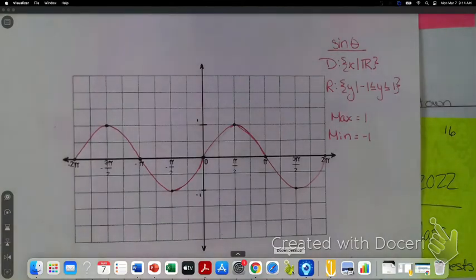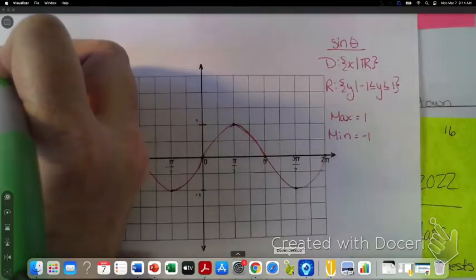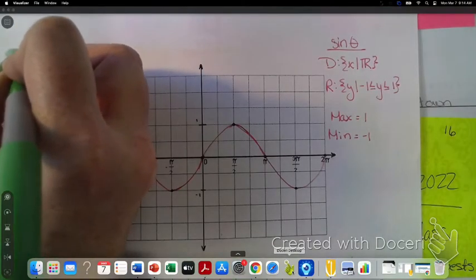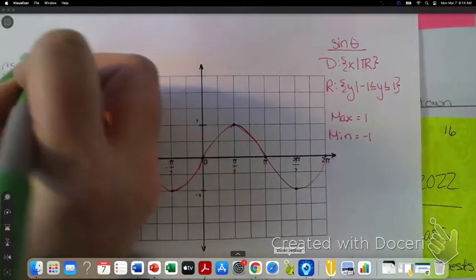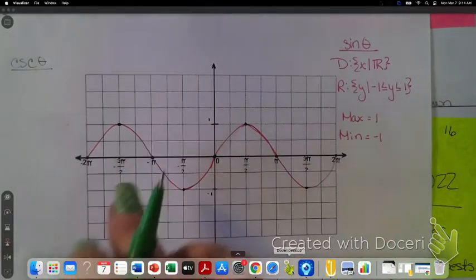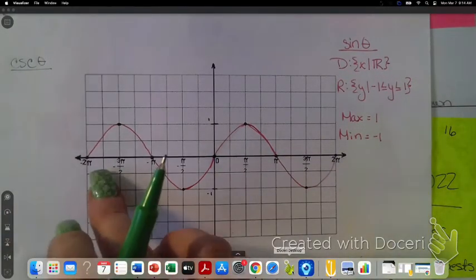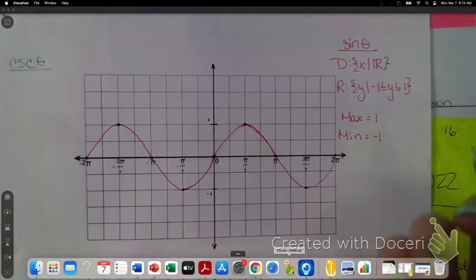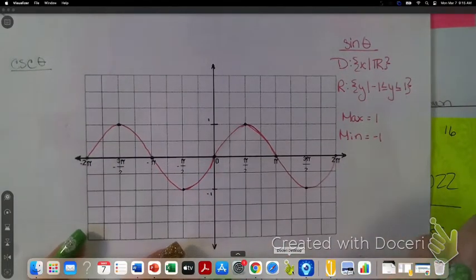well, what's the reciprocal of sine? Cosecant. So we're going to put cosecant on the same graph. Now, if you had a color pencil, maybe you want to trace sine real quick in a pen, so you know the difference. I'm a one color type of guy.